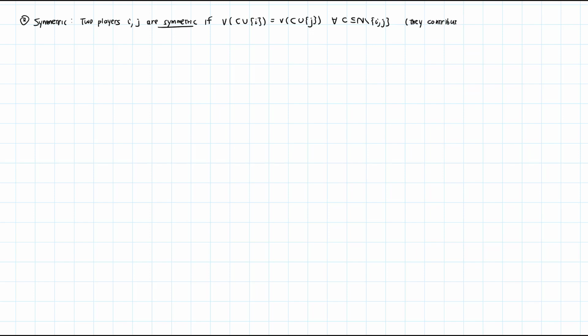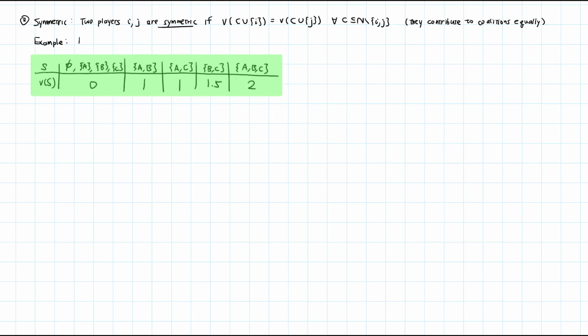Our second good property is symmetry. Now two players i and j are symmetric if v of C union i is equal to v of C union j for all subsets C of n minus {i, j}. Essentially, this means that they contribute to coalitions equally.